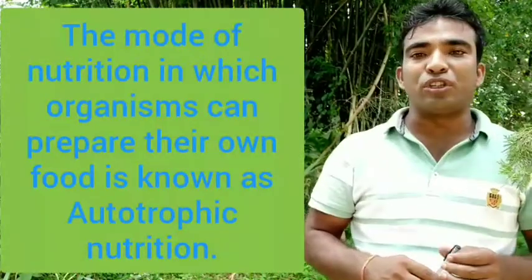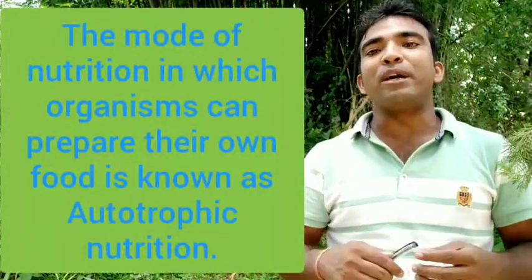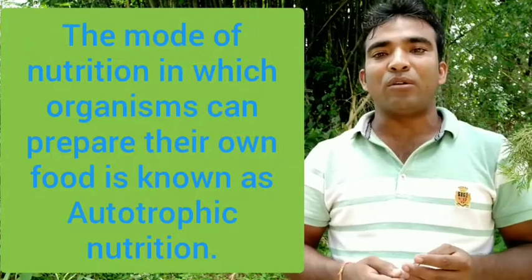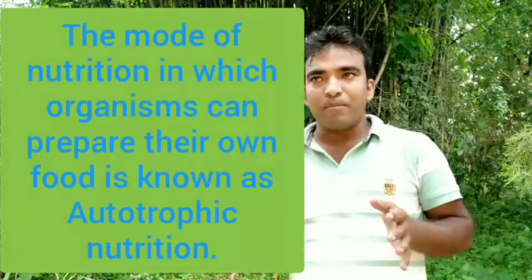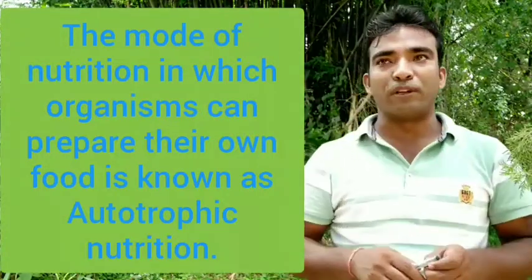Now we'll classify the nutrition on the basis of the mode. Generally we can classify the nutrition into two types. First one is known as the autotrophic nutrition, and the other one is known as the heterotrophic nutrition. First of all, we will discuss about the autotrophic nutrition. What is autotrophic nutrition? The mode of nutrition in which organisms can prepare their own food. They are not depending on other plants or other animals for their food and survival. So this type of nutrition is known as the autotrophic nutrition.